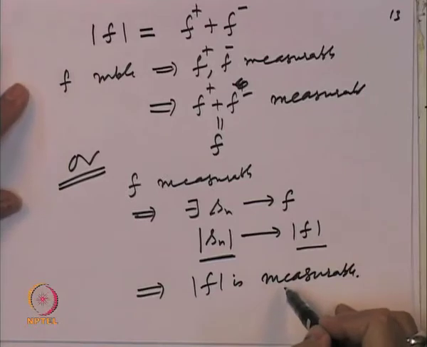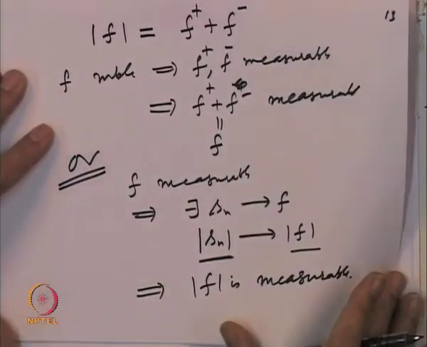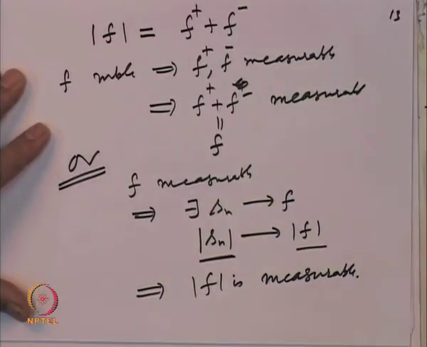So, either you can look at sequences or you can look at the positive part and negative part. Either one will help you to conclude that if f is measurable, then mod f is also measurable.